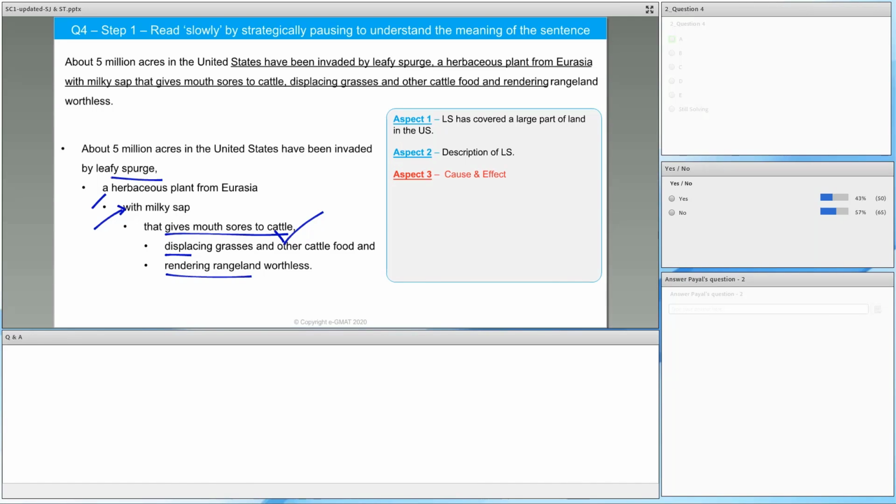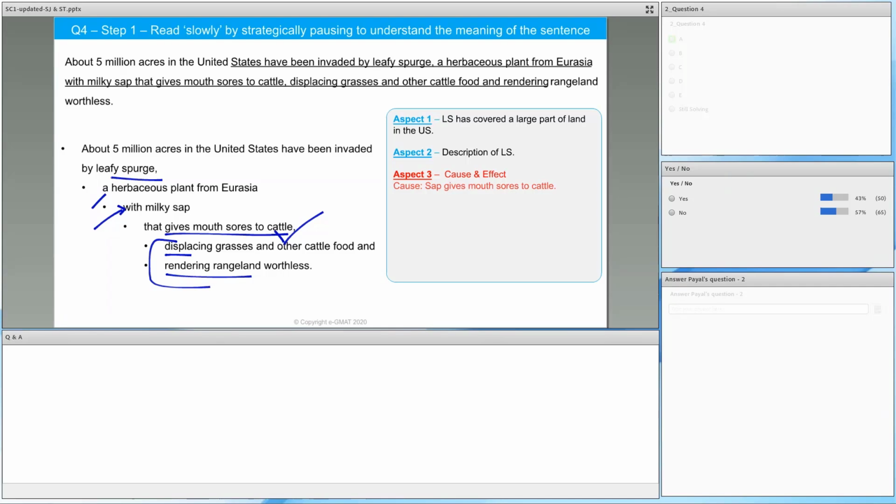Everything goes fine. But look at these two portions in the sentence. We have two modifiers here which actually present cause and effect. So what is the cause? The cause is that milky sap gives mouth sores to cattle.